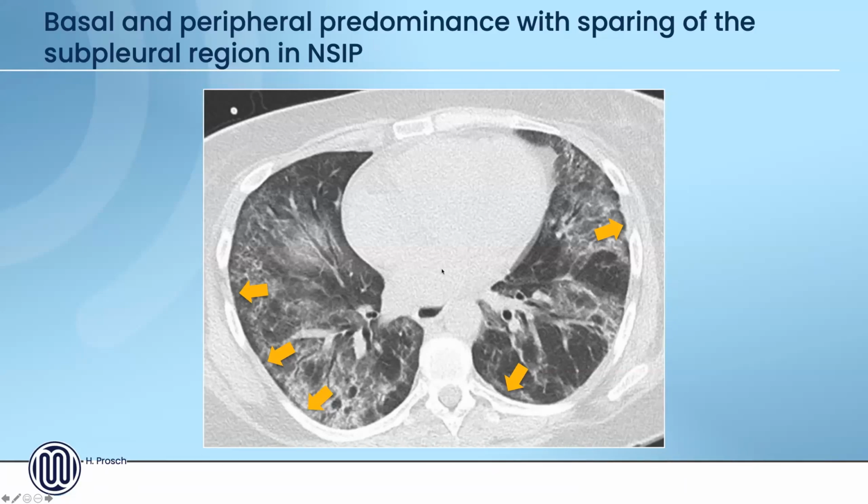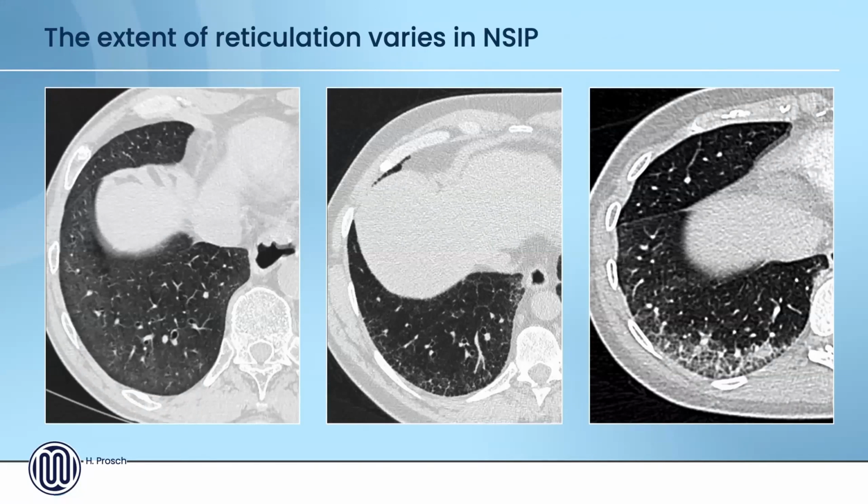That's either an absolute sparing of the subpleural space or just a relative sparing, meaning that it's not as much involved as the rest of the lung parenchyma. This is a very common finding in NSIP. One thing which needs to be mentioned, because this gets into the differential diagnosis versus usual interstitial pneumonia without honeycombing, is that the extent of reticulation is quite variable in NSIP. In most cases, you see either just ground glass or a combination of ground glass and reticulation. However, there are also cases in which you see just reticulation, as in this case here. In these cases, the differential diagnosis becomes much more challenging because it would also include other differentials like the usual interstitial pneumonia pattern as discussed before.